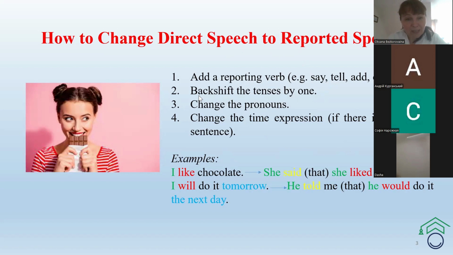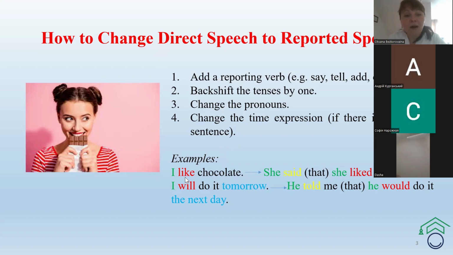Secondly, backshift the tenses by one. Backshift. Yeah, backshift the tenses by one. If it is present simple, we usually shift it to past simple. Thirdly, we should change the pronouns. And finally, we should change the time expressions, if there are any in the sentence.